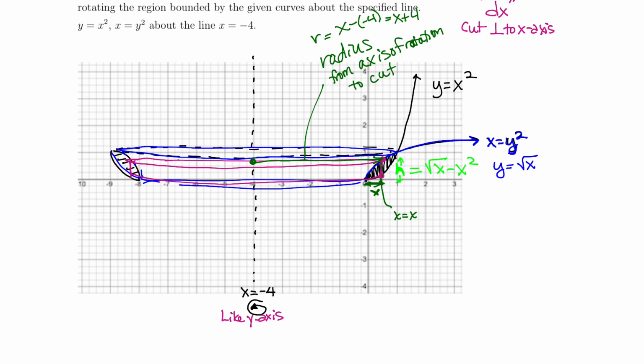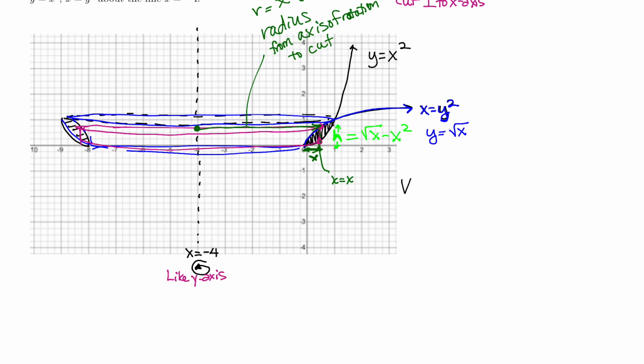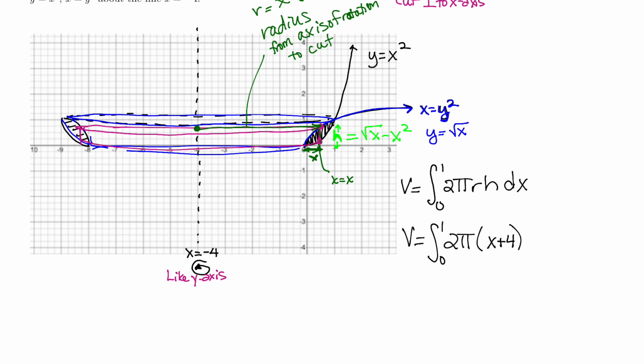So those are my pieces. Let me put it together. Volume equals the integral from 0 to 1 of 2 pi r h dx, because we're cutting with respect to the x-axis. 2 pi r in this case is x plus 4. And h is my square root of x minus x squared. I don't want you to work it out, okay, guys? I just want you to set it up right now, just because I want to practice a couple setups, okay?